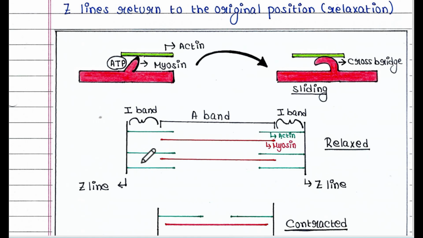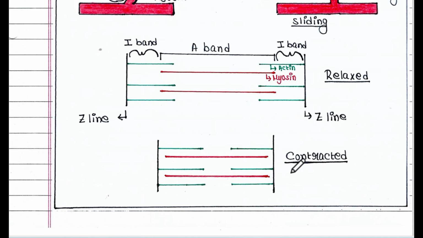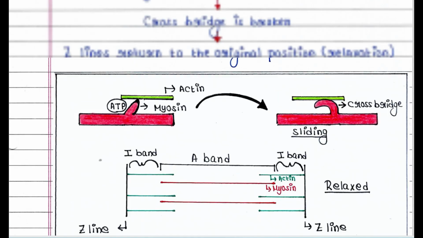The Z lines attached to the actin filaments are pulled inwards, and it causes muscle shortening, which leads to contraction of muscle. Okay.